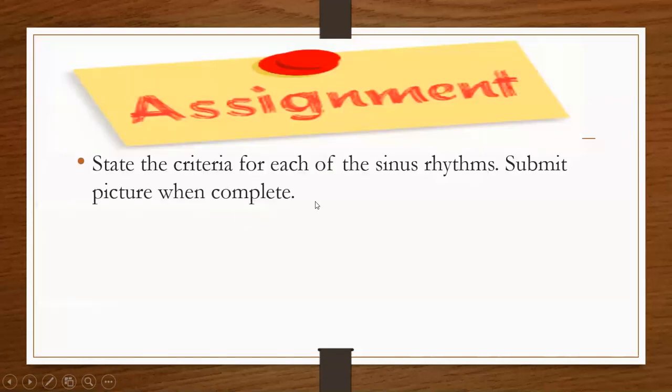Okay, that's all I have for you guys today. Your assignment is going to be to state criteria for each of the sinus rhythms and submit your picture when complete.